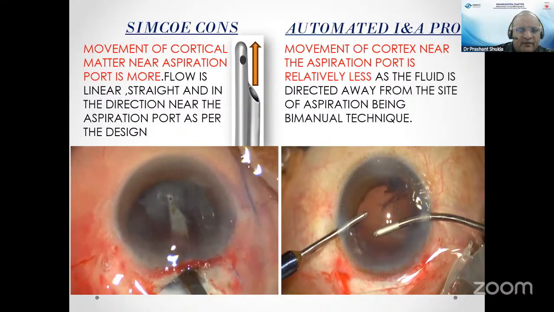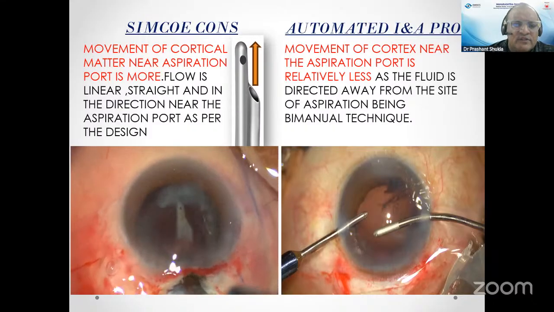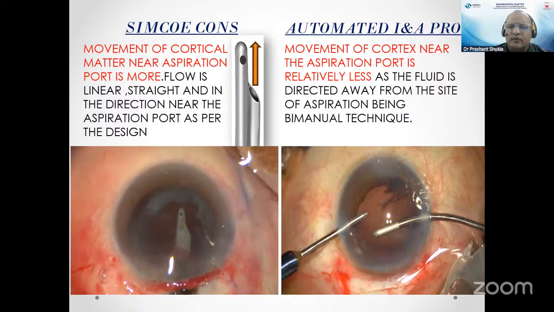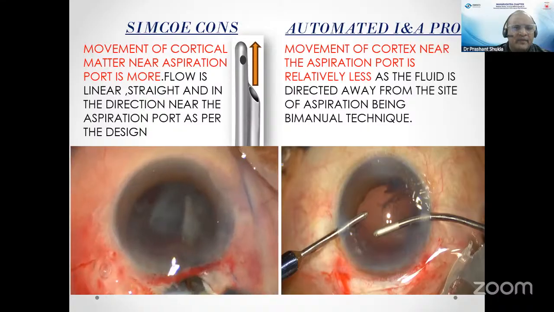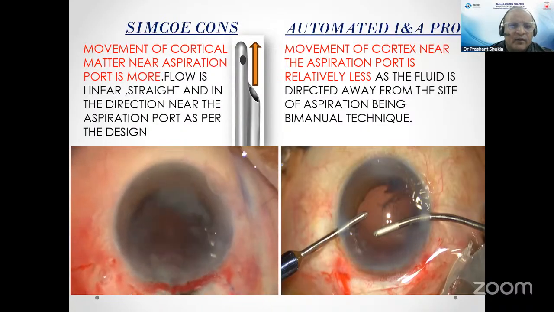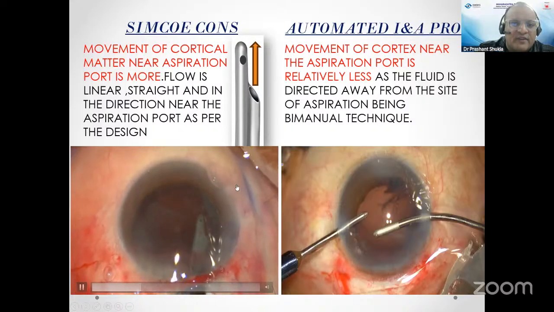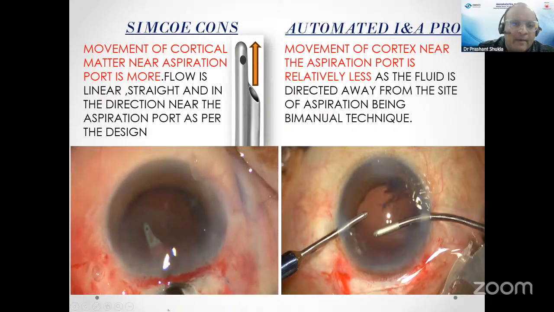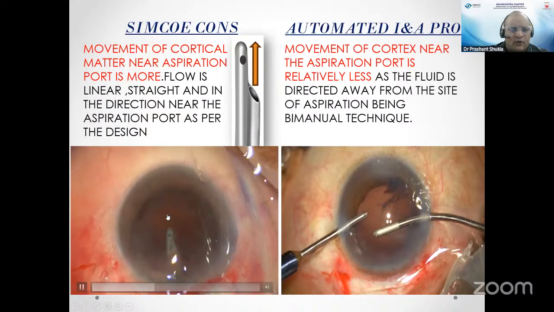And I'll demonstrate what exactly I mean. Firstly, the loose epinucleus is just removed using the fluid jet of the Simcoe cannula. This is a 23 gauge Simcoe I'm using here. And there is a small chunk of cortex at 6 o'clock, which I'll try removing using the Simcoe. But I won't be successful doing it.